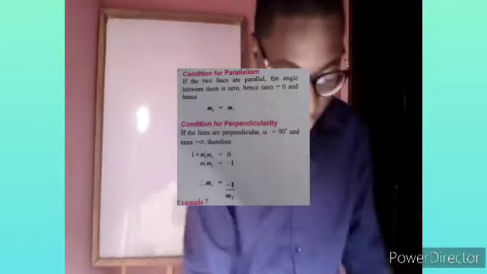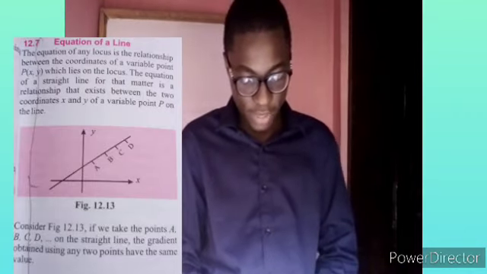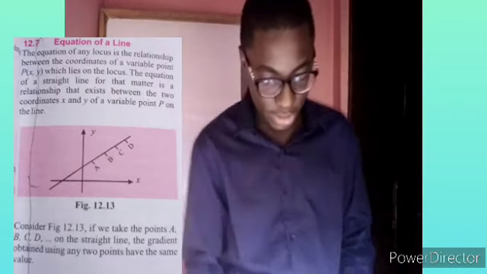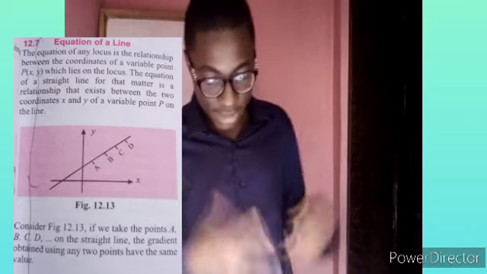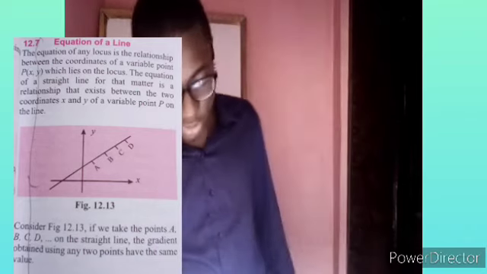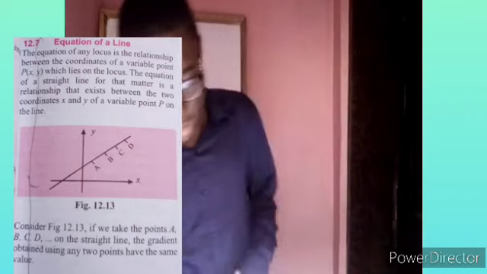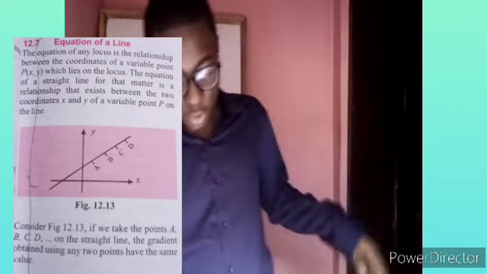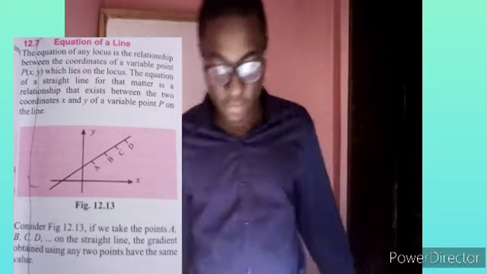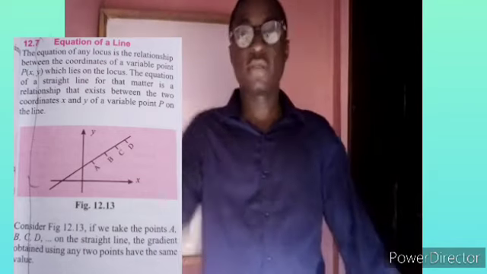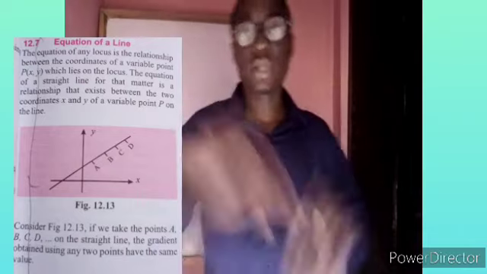Anyway, let's move on to another concept in this topic, and the next concept we'll be dealing with here is the equation of a line, because the equation of a line is very important. It is a concept that always needs to be addressed. The equation of a line is the relationship between the coordinates of a variable point which lies on the line. The equation of a straight line is a relationship that exists between the two coordinates x and y of a variable point P on the line.